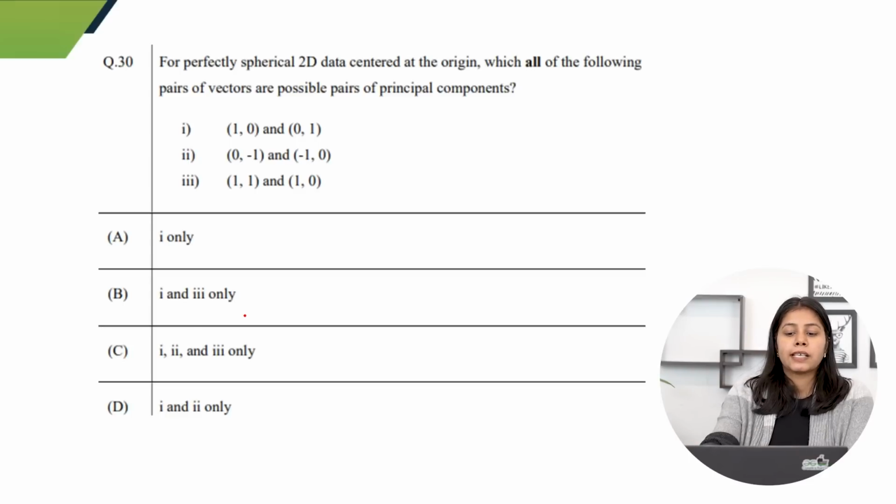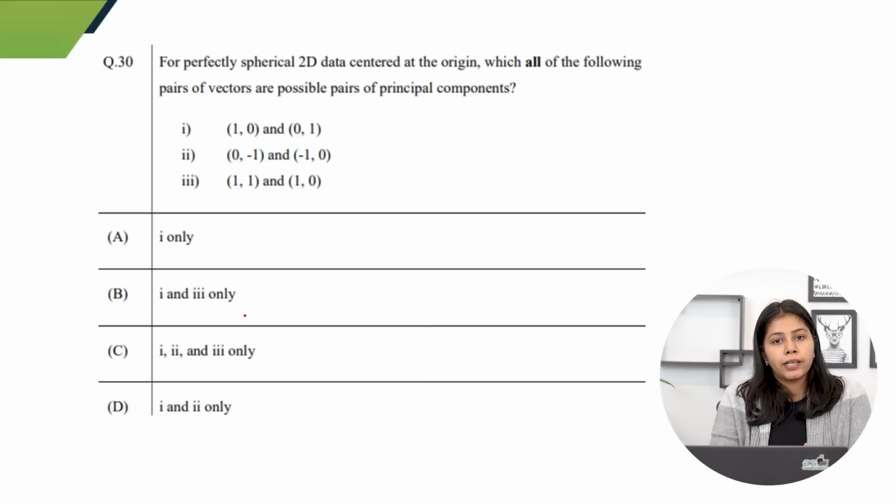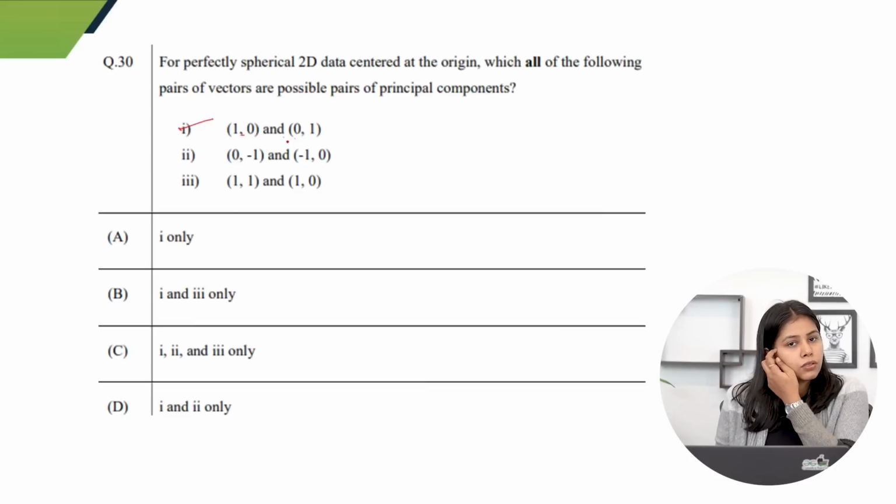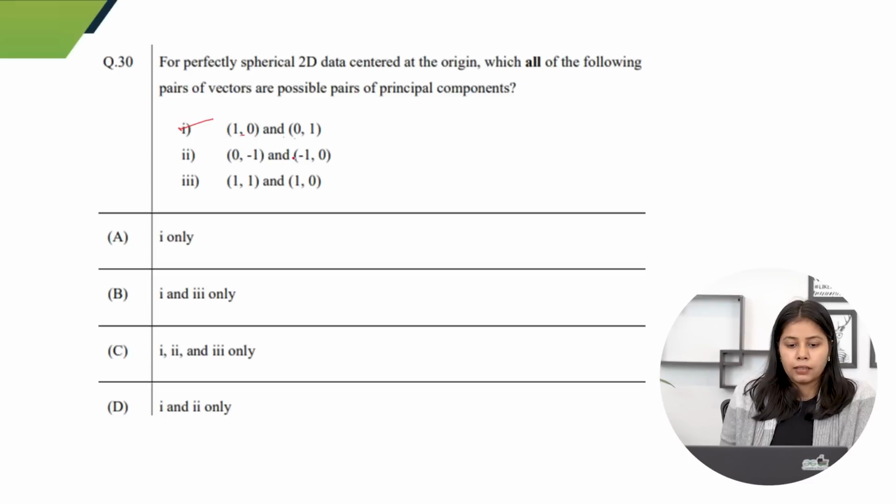Let's see the next question. It says that for a perfectly spherical 2D data centered at origin, which of the following pairs of vectors are possible pairs of principal components? So if you remember, principal components need to be orthogonal and they have to represent my 2D circle, right? So I can see that the first is orthogonal, 1 0 and 0 1. If I multiply these two, I'll get 0, right? And the second is also orthogonal, 0 1, 0 minus 1 and minus 1 0. The second is also orthogonal, but the third one is not orthogonal. The third is not true.